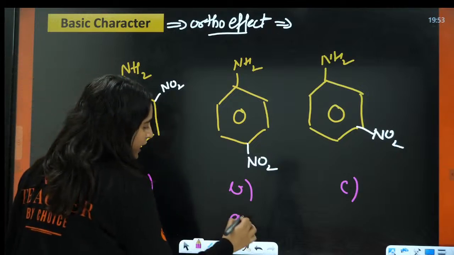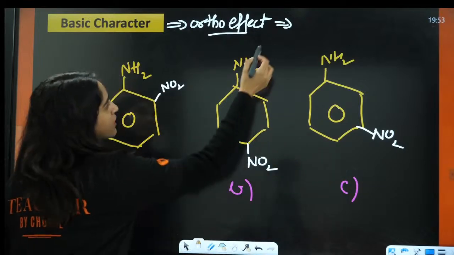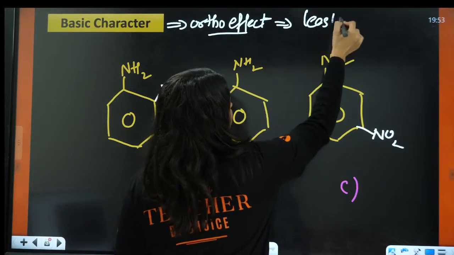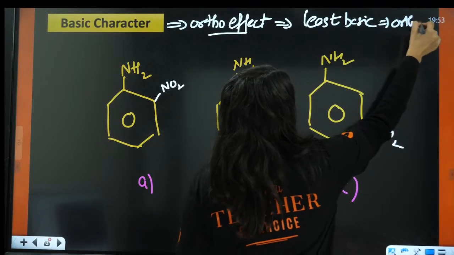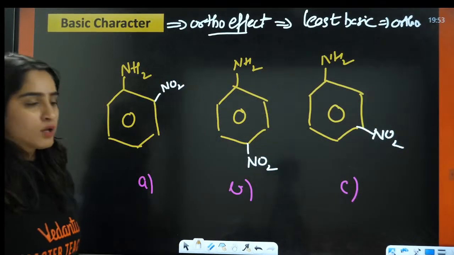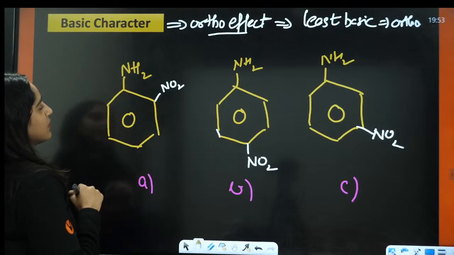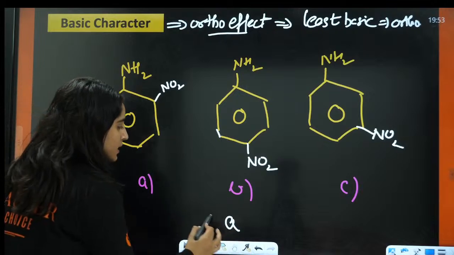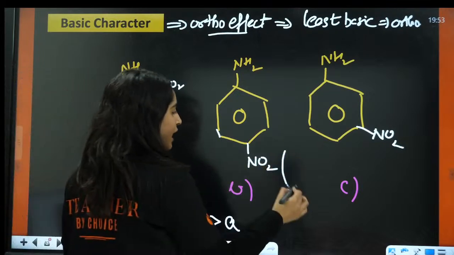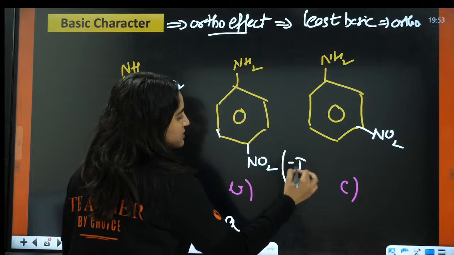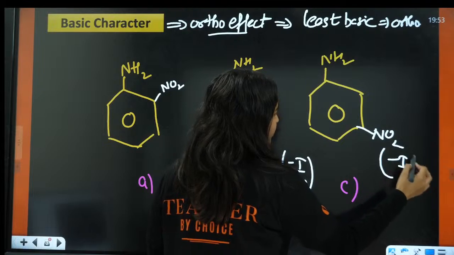So A will be the least basic. Why? The ortho effect makes it least basic on the ortho position. So this will be least basic. Among B and C, on B we have minus I and minus M effect. On C we have minus I effect, that's it.